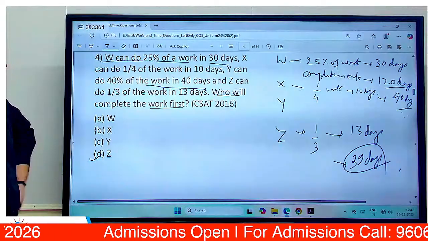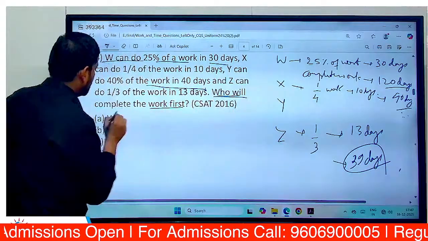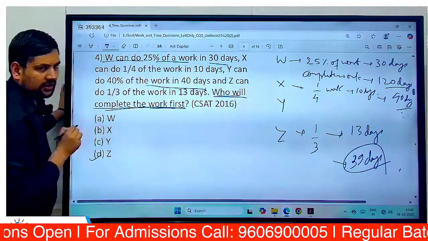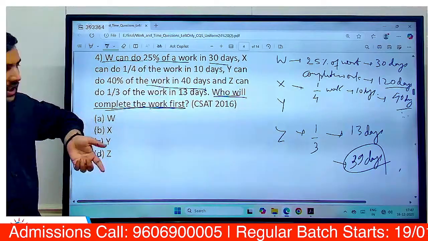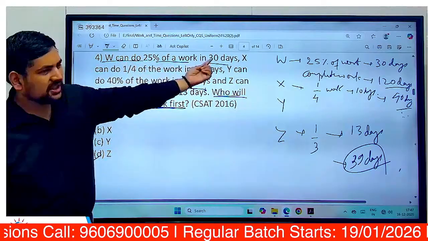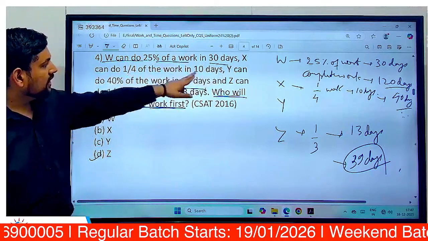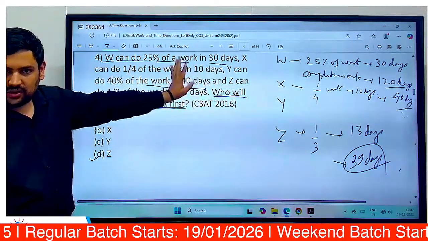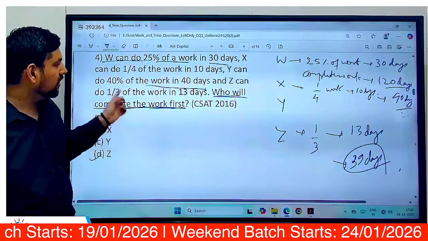Okay. So when you are seeing these figures, who will complete the work first? Now, ideally, you should not calculate this. You should think about it. 1/4 of work is being done in 30 days, so it will take a lot of days. Similarly, X is doing 1/4 work in 10 days, so this will be approximately 40 days. Like that, you need to think in your head only.